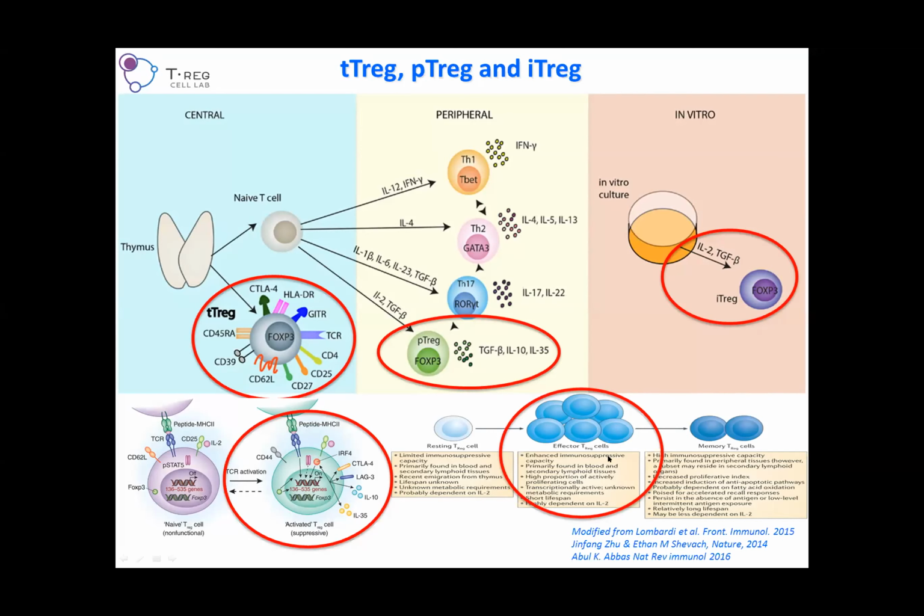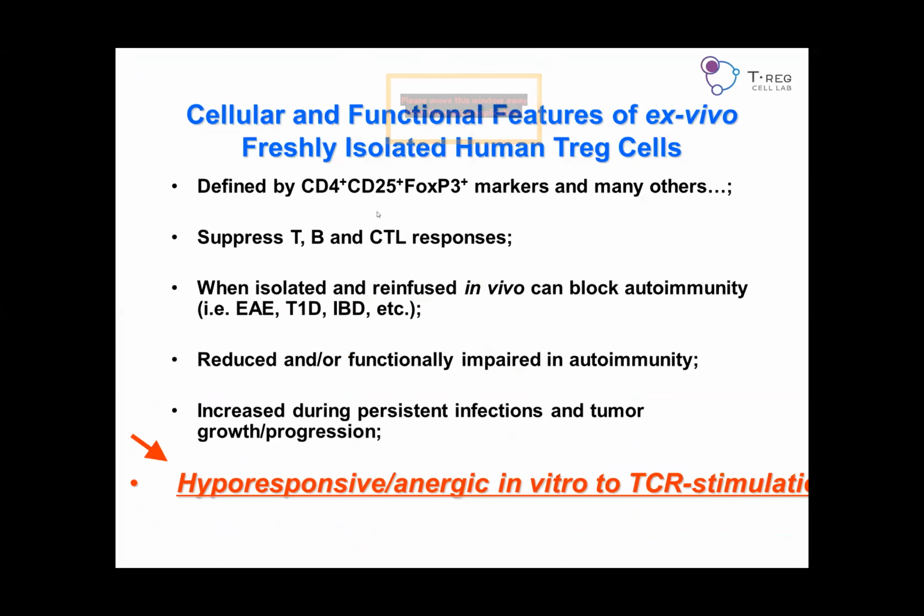This is in conditions of homeostatic balance, in a normal individual not having specific diseases at the moment. So Treg cells have those characteristics that have been really challenging our interest over the last years because of their immunobiology.